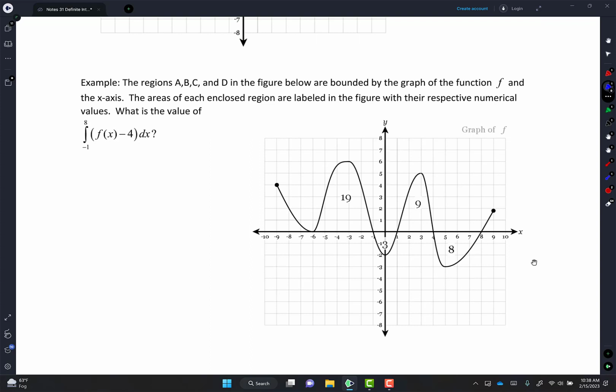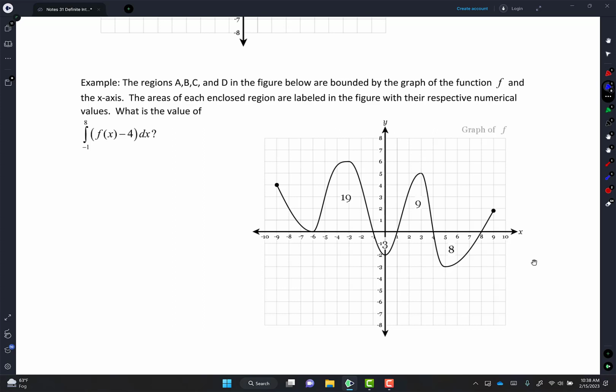Oh, I like this one. This one's forcing you to use a property. The regions A, B, C, and D in the figure below are bounded by the graph of the function f. And these are the only questions you can do right now without actually doing an antiderivative, right? They want to know the area of the enclosed regions labeled in the figure.